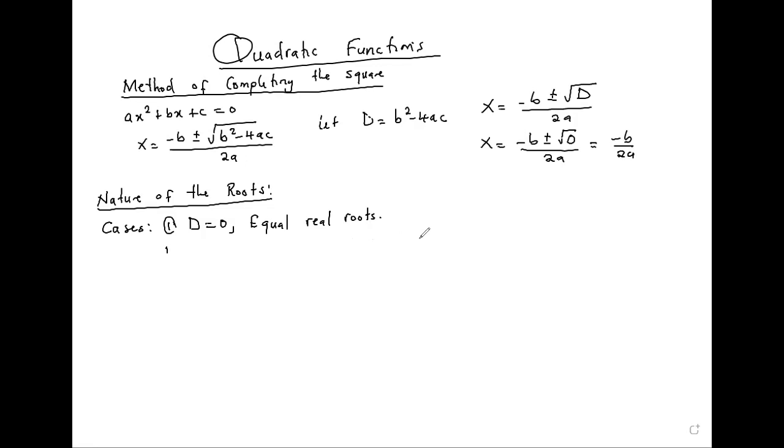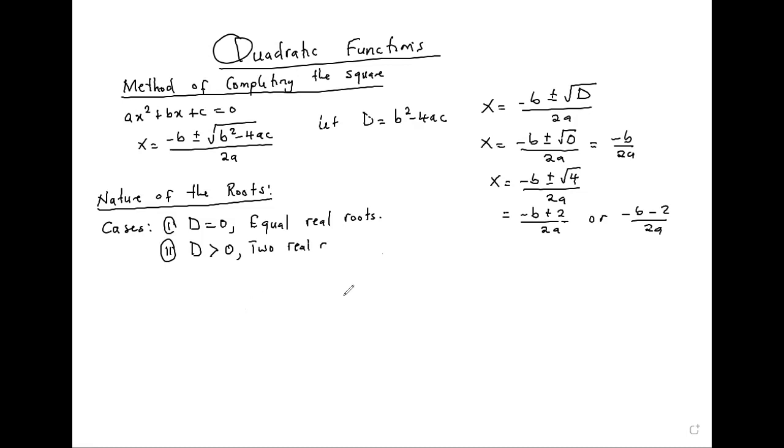Case two, if D is greater than 0. For example, if we have (-b ± √4) / 2a, 4 is bigger than 0. This is going to be (-b + 2) / 2a, or (-b - 2) / 2a. So we'll get two values of x. Those values of x are real numbers, so two real distinct roots. They are two and they are different.